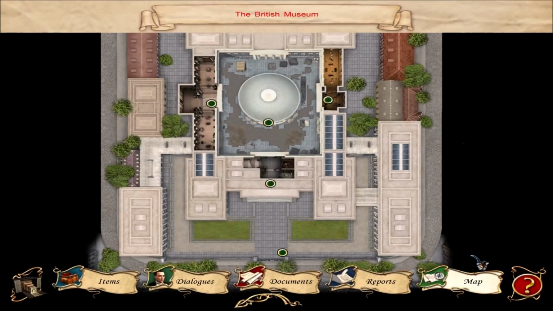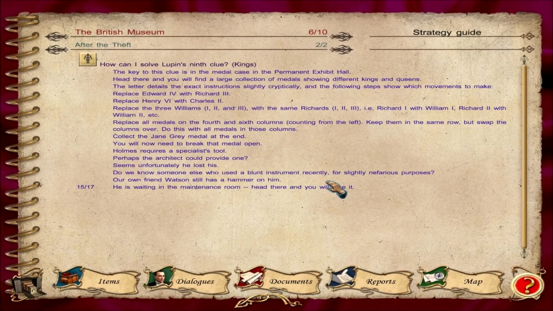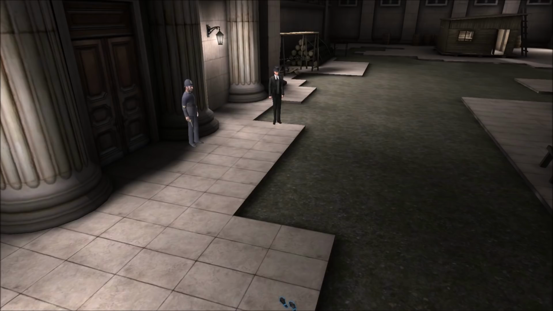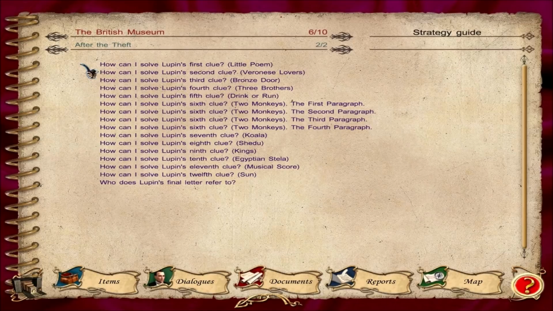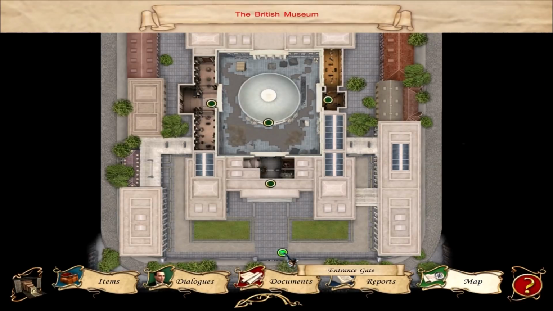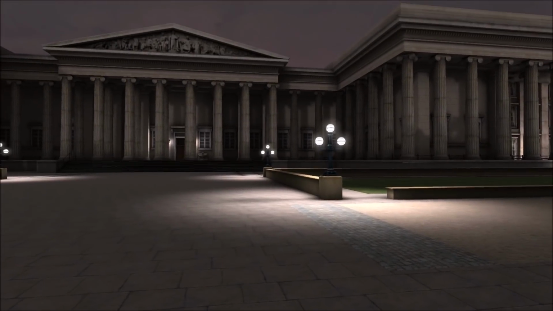Okay, so Watson still has a hammer in the maintenance room. Where is the maintenance room? And how much longer are we gonna do this? 10, 12 clues. Oh my gosh. 12, 13, 13. This guy, I swear. This Lupin just loves wasting my time, doesn't he?